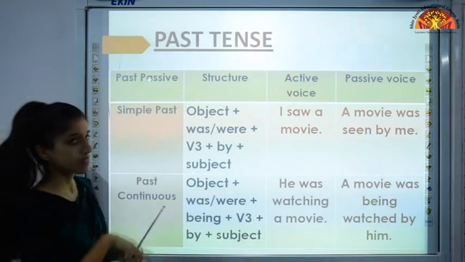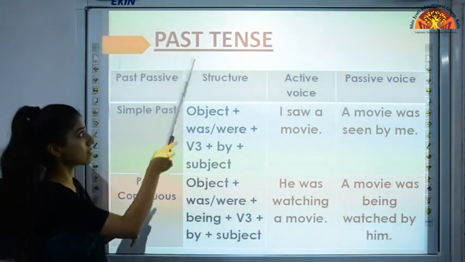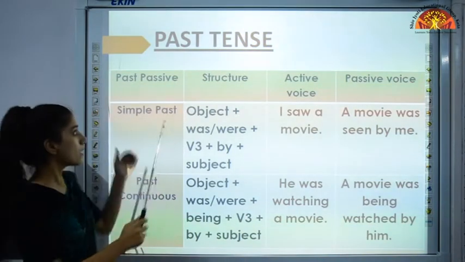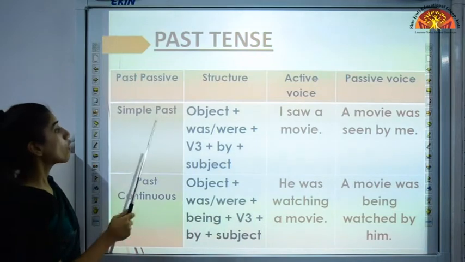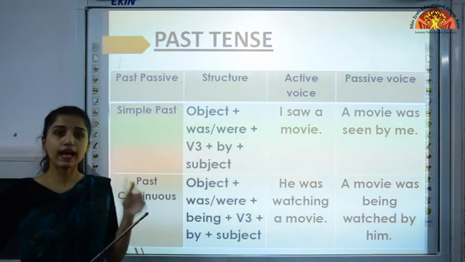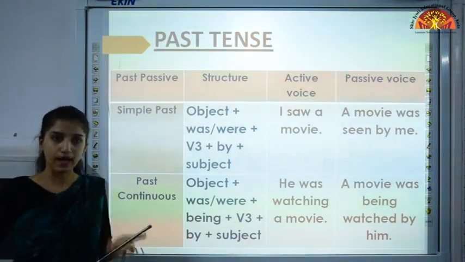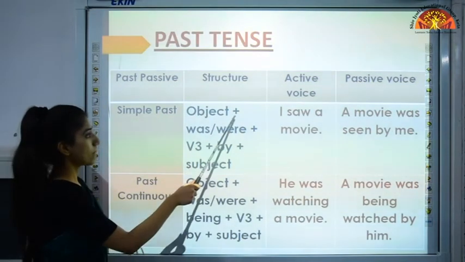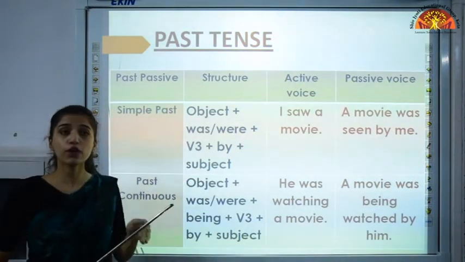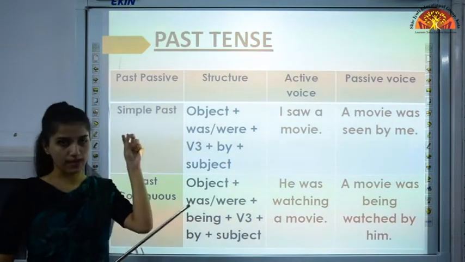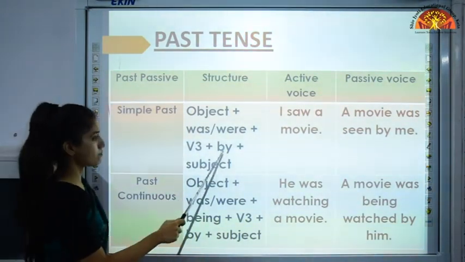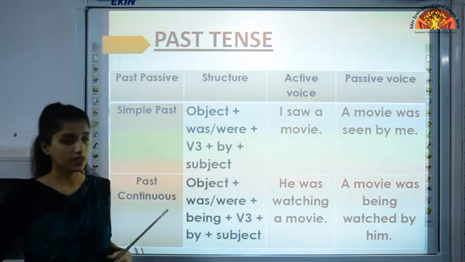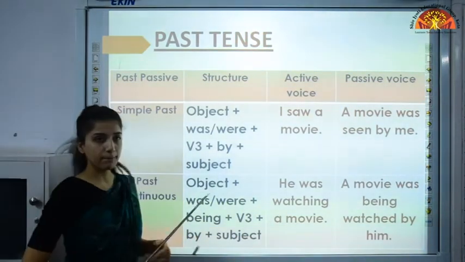Coming to the second type of tense, that is past tense. In past tense we are going to see the simple past tense first. So the structure for converting active into passive for simple past tense is object plus was or were, because we are talking about the past, plus the third form of the verb, plus by, plus subject. So now let's see the example.